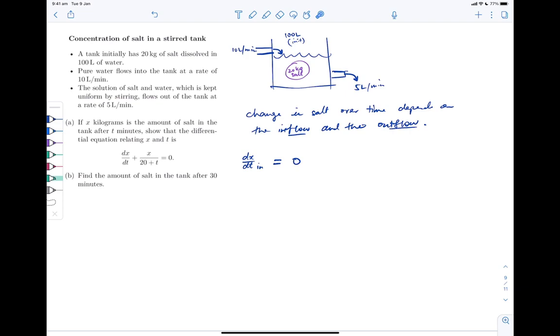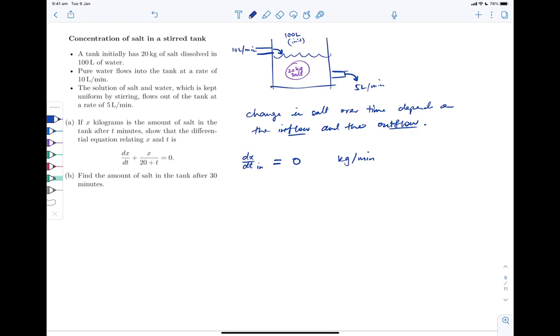Just checking my notes, because if I ever do something wrong, it means I have to re-record. Okay, and another thing I like to do is make my units explicit. That's kilograms per minute of salt, right? dx/dt is in kilograms per minute. If we make the units explicit, then we'd be more confident that we're answering the question correctly.